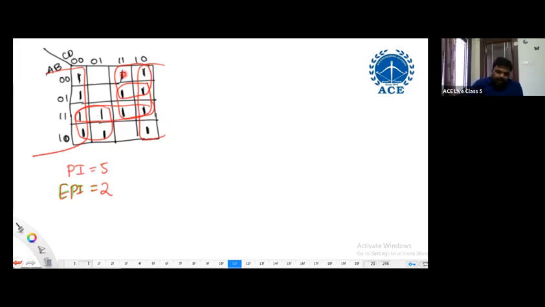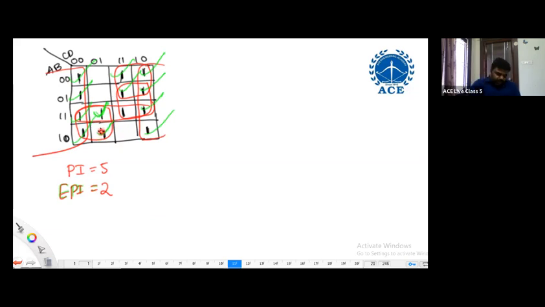Right. Let me write a minimal expression. Before that, what should I do? Coverage of minterms by essentials. First, the octave is essential. Correct. This quad is essential. This quad is also essential.